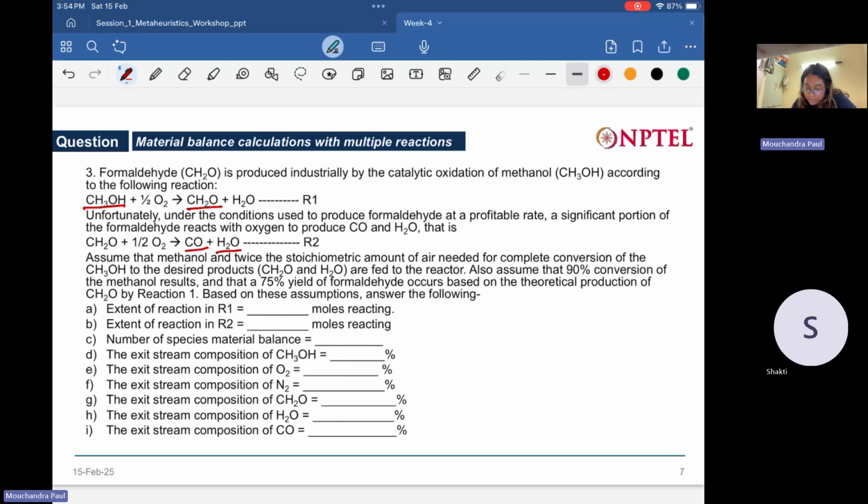Also assume that 90% conversion of the methanol results, all right, and a 75% yield of formaldehyde occurs based on the theoretical production of formaldehyde by reaction 1. So based on these assumptions, answer the following questions. Okay.